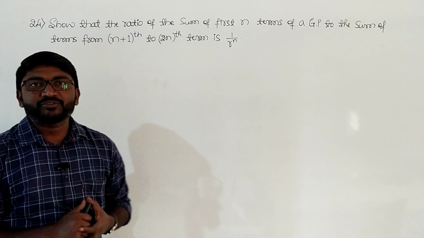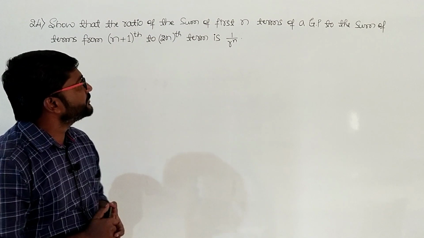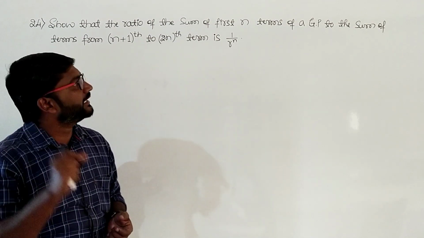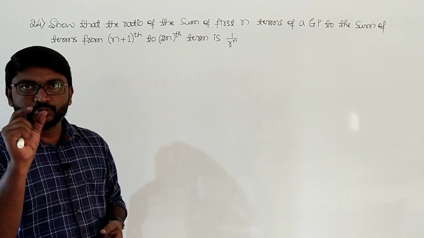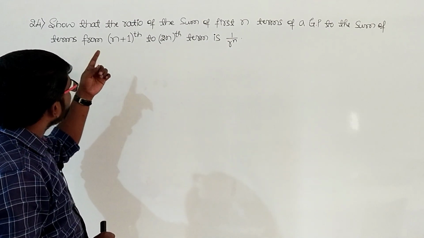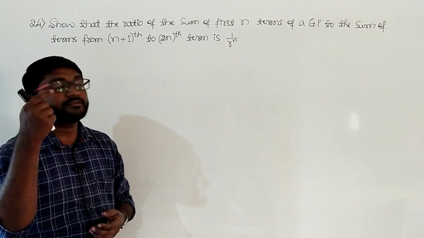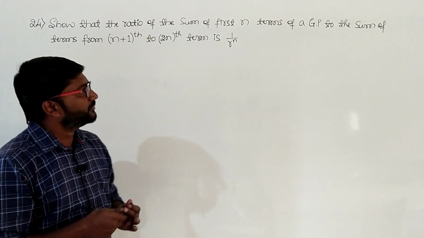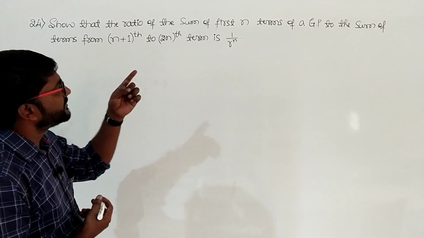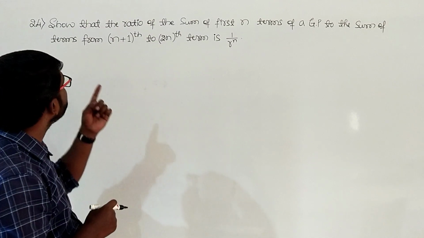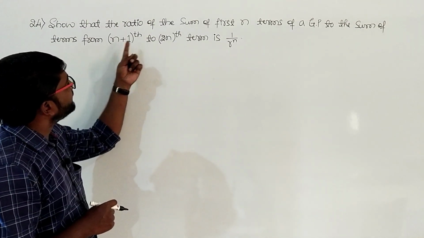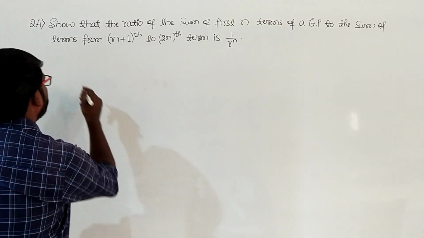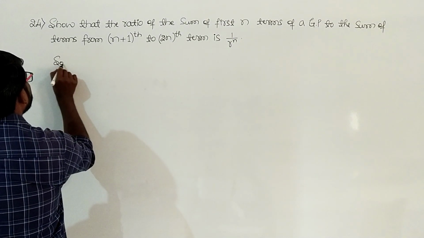Well, the 24th question: show that the ratio of the sum of first n terms of a GP to the sum of terms from n plus 1th to 2nth term is 1 by r raised to n. So, he is talking about the sum of the first n terms and then the sum of the terms from n plus 1th to 2nth term. So, I will write a series here.